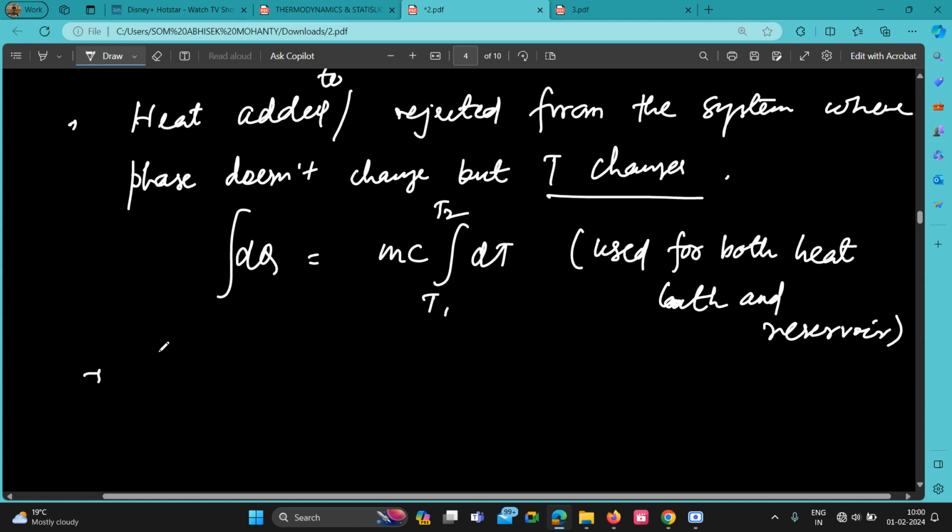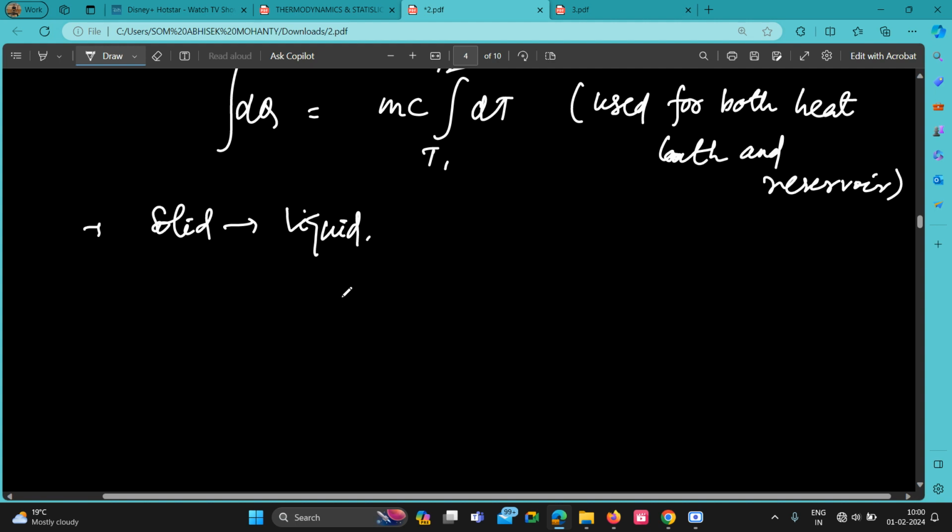But when the phase changes, solid to liquid, liquid to gas, what happens? Then temperature actually remains constant, so this formula won't be valid. Then that will be called the heat required when the phase changes. That is called latent heat. For solid to liquid it will be latent heat of fusion or latent heat of melting.